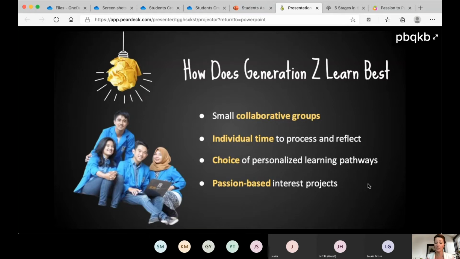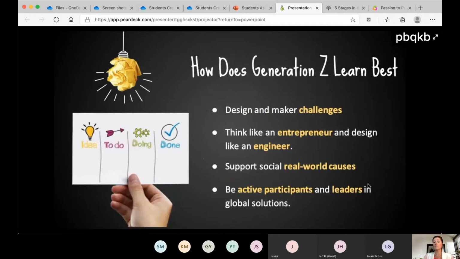Again, you've already hit the nail on the head. Many of you said we need more choice for personalized learning pathways, and we need more project-based and passion-based interest projects that should be related to their world. A few other things, and then I'm going to give you some more examples, is that anything that you can do to gamify or offer design and make your challenge, your students will love. And add different types of sensory modalities.